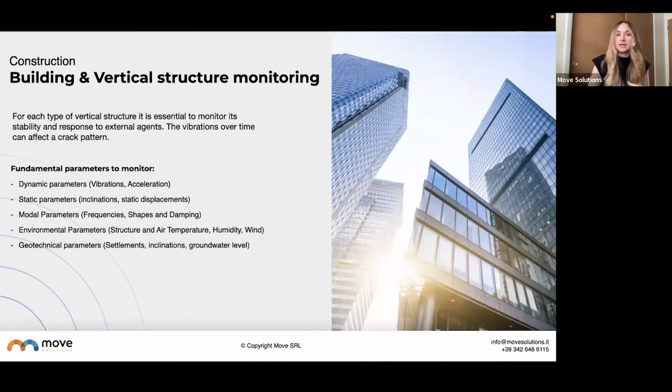And then we have the vertical structures, so buildings. As I mentioned, in Miami with the building collapse, it's a big problem. And we've had a lot of people asking now to monitor their old buildings, especially with the construction sites, as I mentioned, being very aware of the buildings around them.